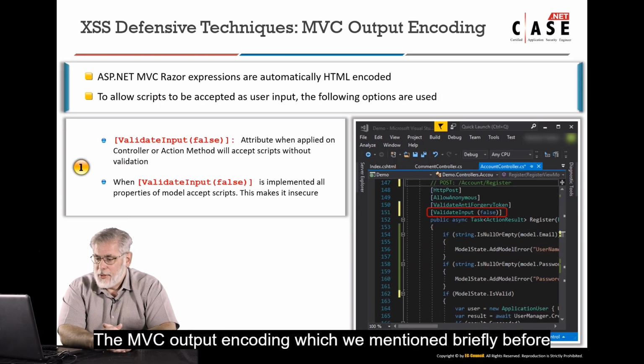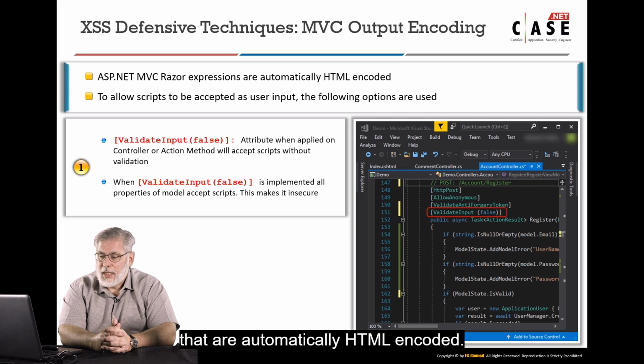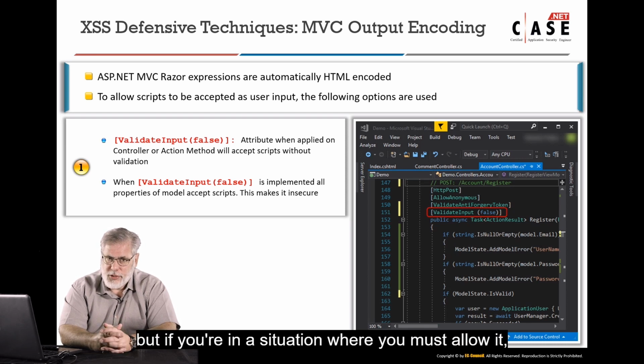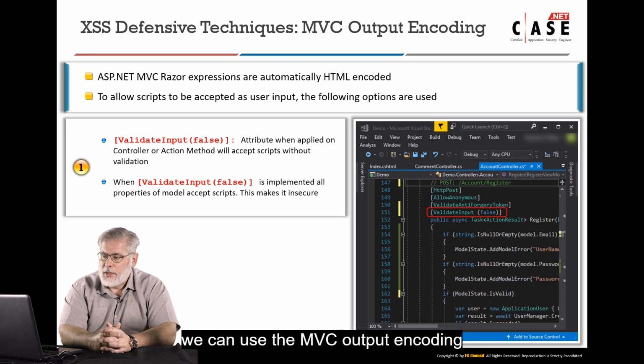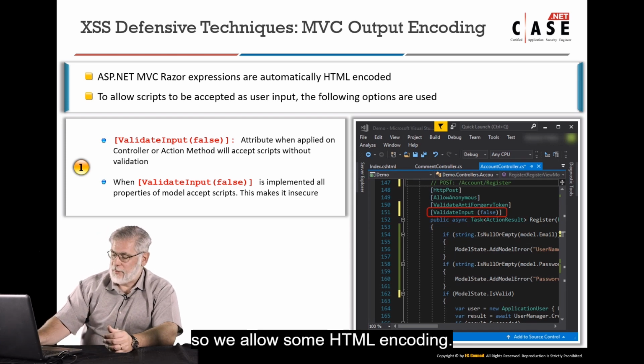The MVC output encoding, which we mentioned briefly before, can be expanded upon. Here we have expressions that are automatically HTML encoded. It allows scripts to be accepted as user input if you must. Now again, if you can avoid this, do so. But if you're in a situation where you must allow it, we can use the MVC output encoding to basically sanitize them. So here we have validate input as false, so we allow some HTML encoding.